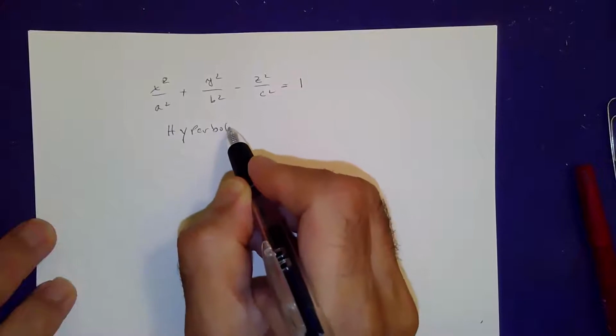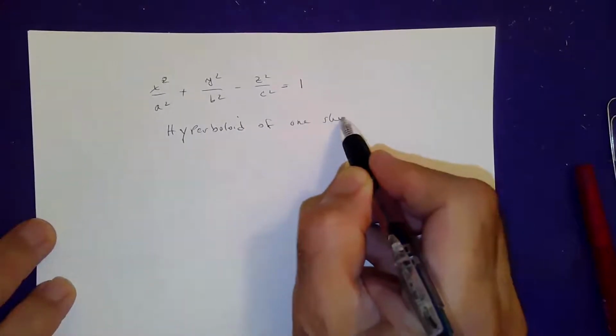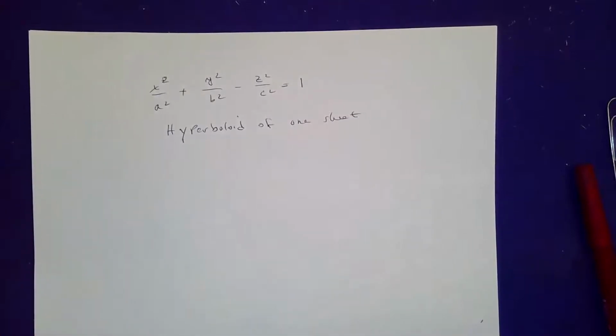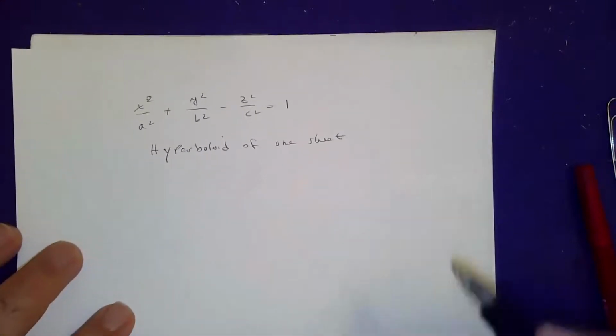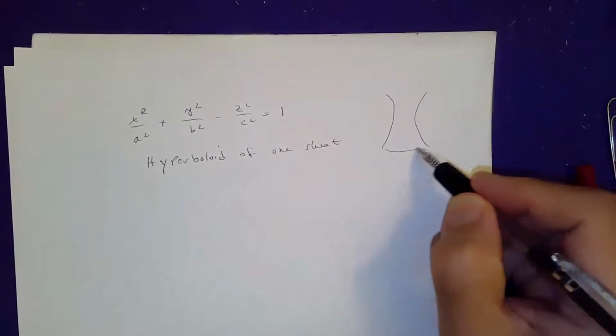Hyperboloid of one sheet. Okay, because we also have hyperboloid of two sheets. So this would be one sheet. It's basically going to look like a nuclear plant like this. Do you see it?